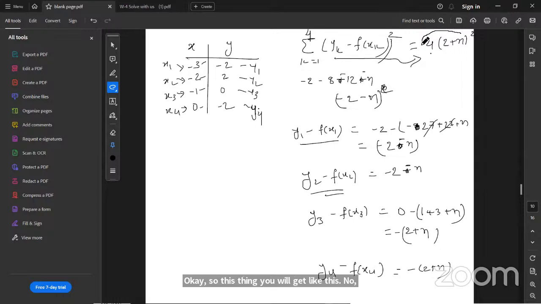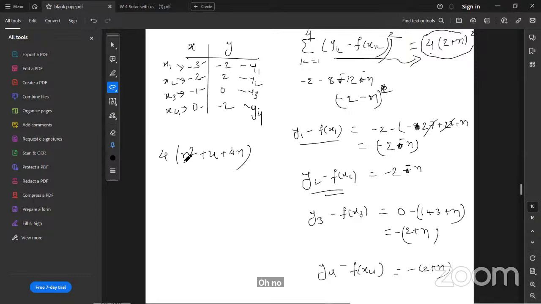Now you need to minimize this thing, right? So here just open it. What you will get? n square plus 4n plus 4, right? So as you can see, this is your quadratic equation. It means it is a parabola. The leading term is positive. It means it will open upward, right?